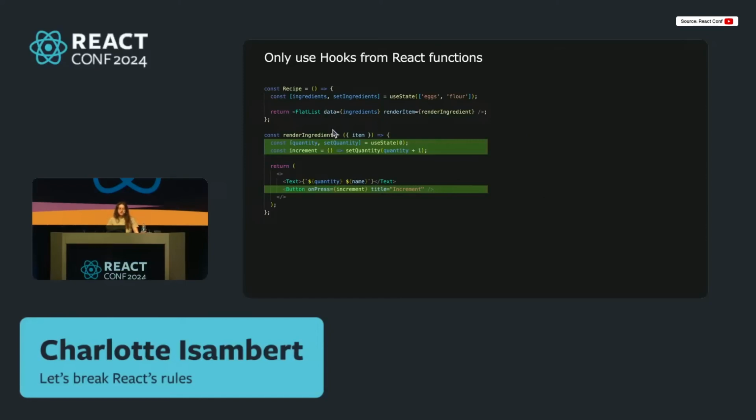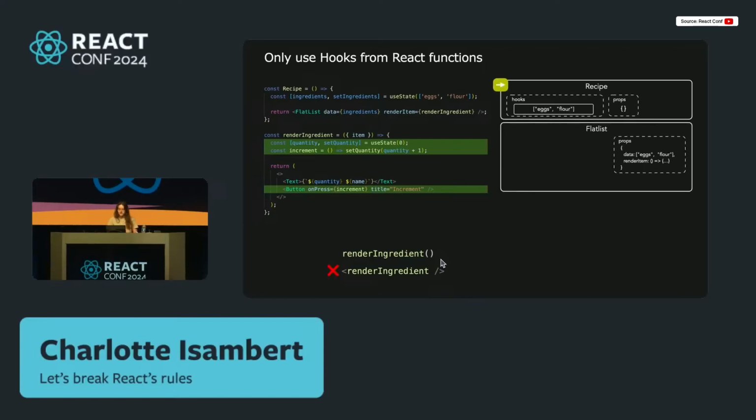Render ingredient is no function component. It's just a regular function. The difference is that when FlatList calls render ingredient, it calls it this way, as a function, not as a function component, not with the JSX syntax. And this changes everything.